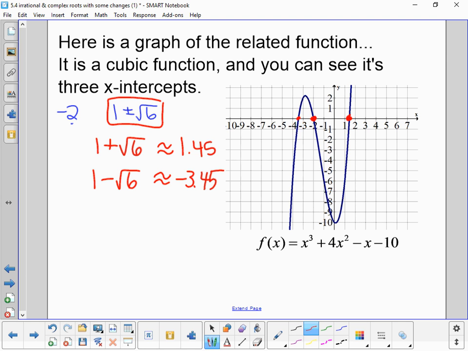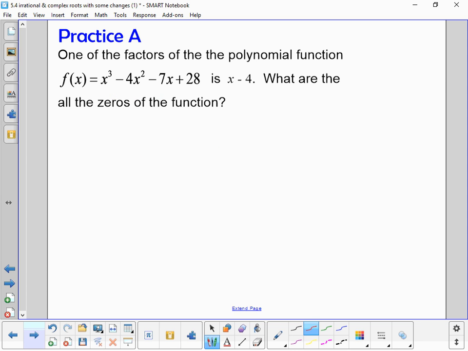So when you have irrational roots like this, they do show up on the graph. Those are real numbers. They just are not nice integers or nice fractions. They're irrational, but still a real number. You could find a decimal approximation for those, so they do show up on the graph.